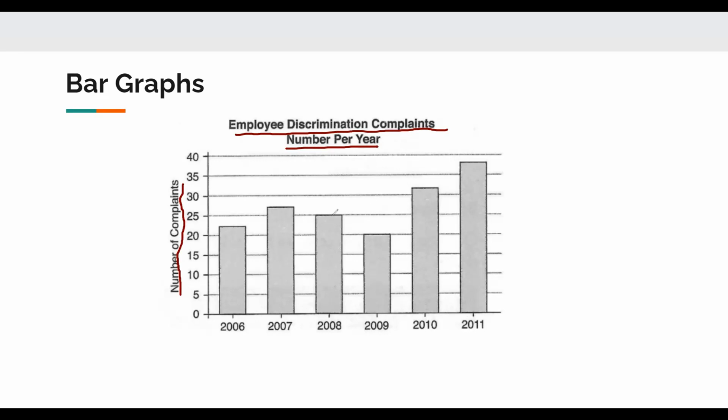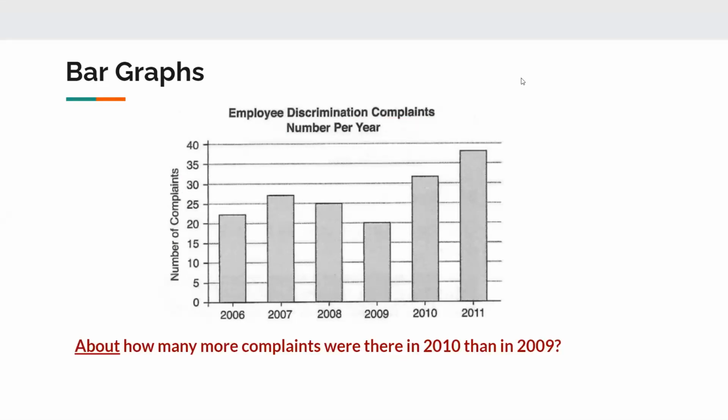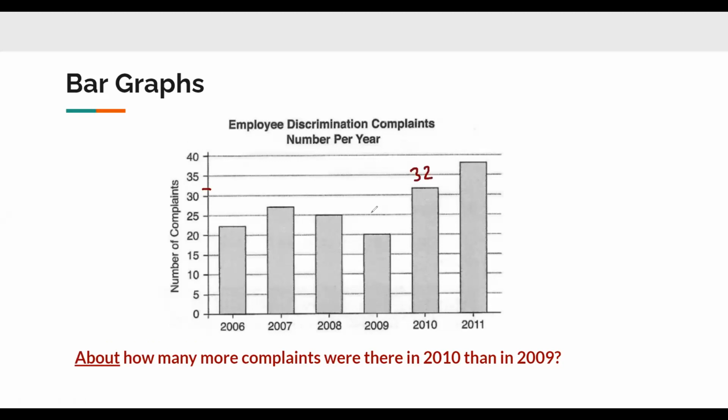We're going to look at how high the bar is, and then we will look over at the scale on the left and try to estimate what that value is. We will have to do that here in order to answer a couple of questions about how many more complaints were there in 2010 than in 2009. So let's estimate 2010 and 2009. Here's 2010 right here. How high is that? That looks like it's about right there. I'm going to estimate that that's 32 complaints.